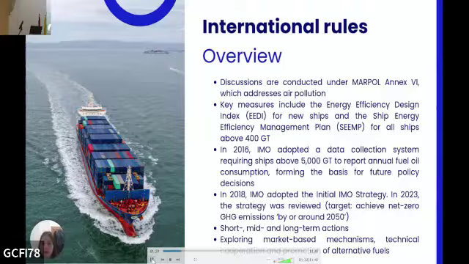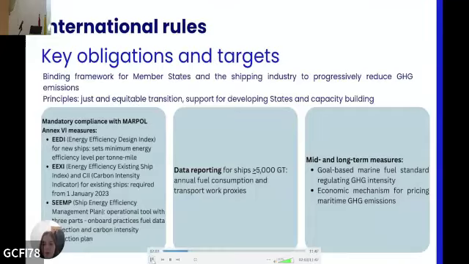In 2018, the IMO adopted its initial GHG strategy, which was later revised in 2023, setting the goal of achieving net zero GHG emissions by around 2050. This strategy is implemented through a combination of short, mid, and long-term measures, as well as technical cooperation and the promotion of alternative fuels. We only have so far the short term measures, and they all apply considering that the ships are still using fossil fuels.